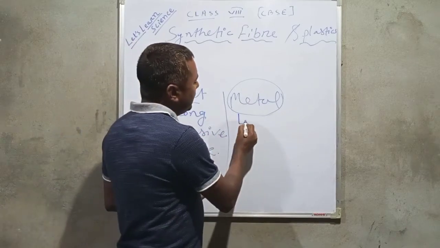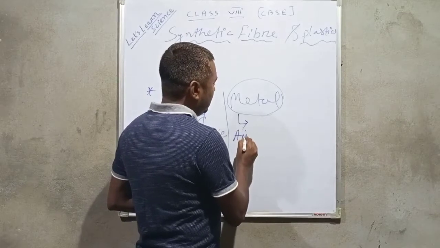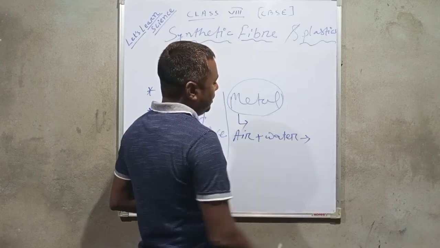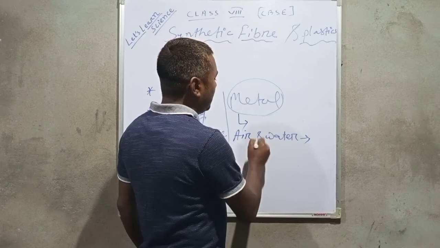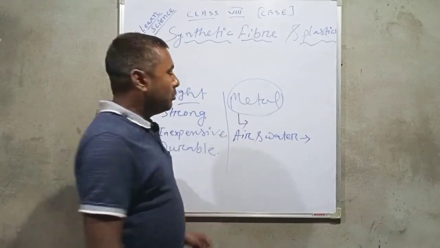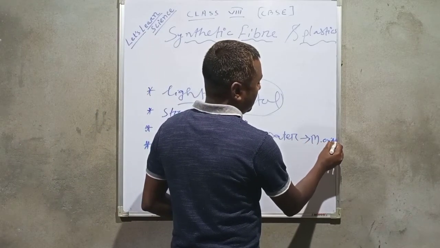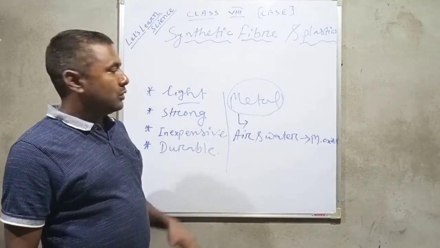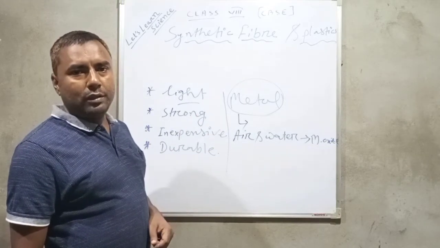They used to get easily rusted when they react with air and water. Air plus water. Right. Metal reacts easily with air and water and they form metal oxide. What oxide? Metal oxide. So we cannot choose the container that is made up of metal.